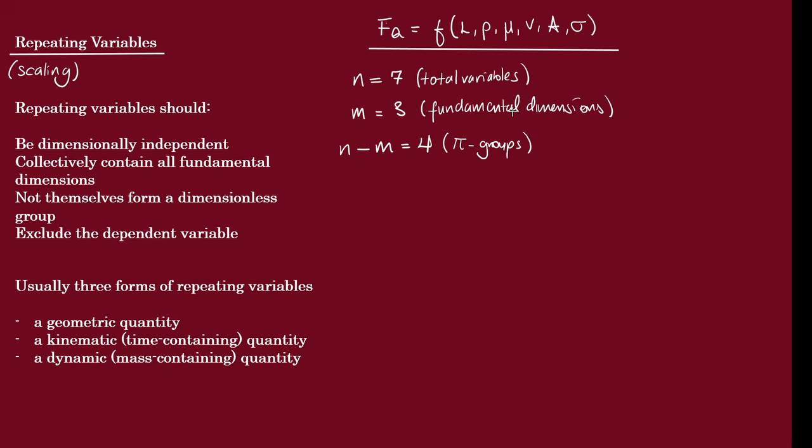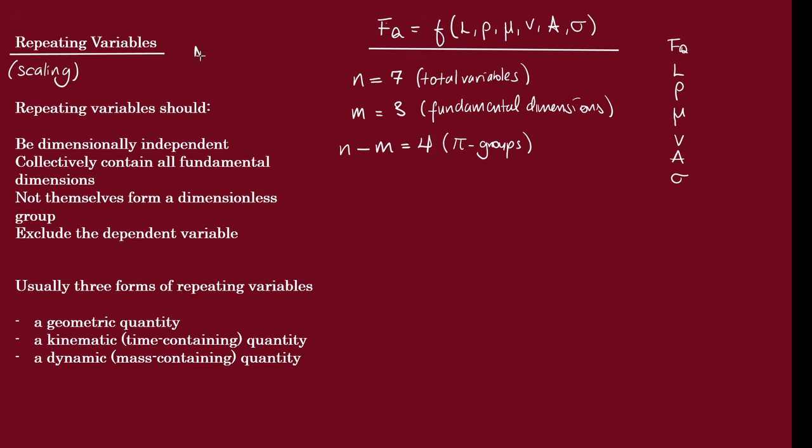Okay? So what does this look like when we're trying to solve a problem? How this works is that we're going to select 3 variables out of this set of total variables for our problem. So that's f of q, l, rho, mu, v, a, and sigma. Okay, we're going to select 3 of these because the total number of scaling variables is going to be 3.